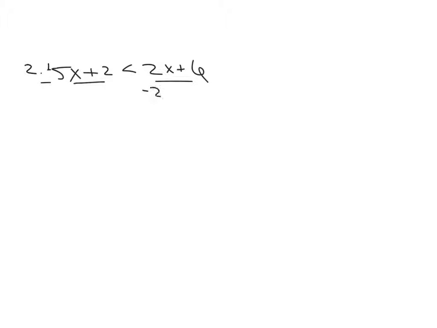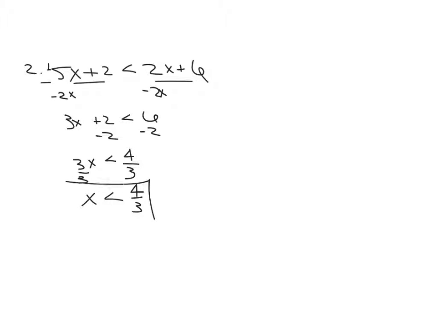We're going to subtract 2x from both sides to get the x's together. Subtract 2 from both sides, so we have 3x is less than 4. Divide by 3, divide by 3. Notice we do not change the direction of the sign because we did not divide by a negative. We divided by a positive 3. So x is less than 4/3. So that is the inequality.